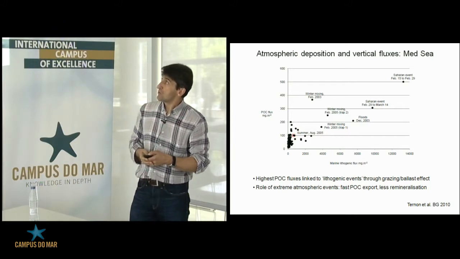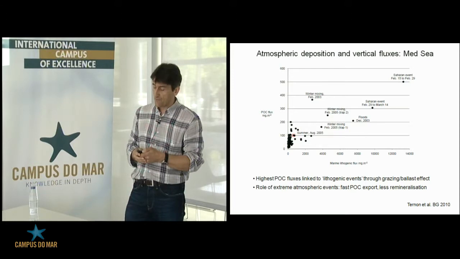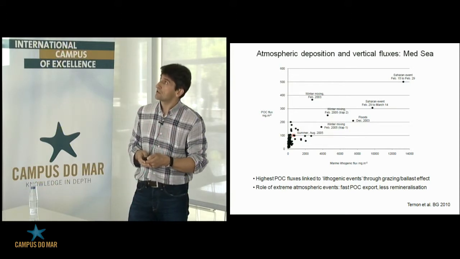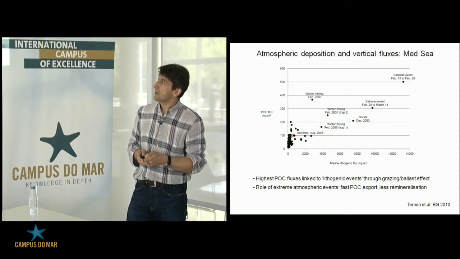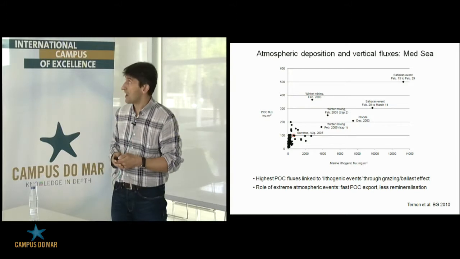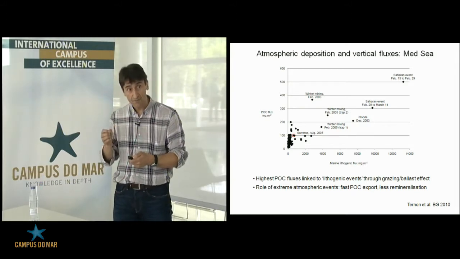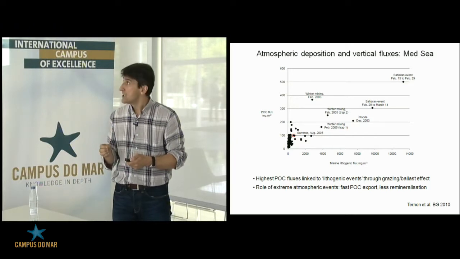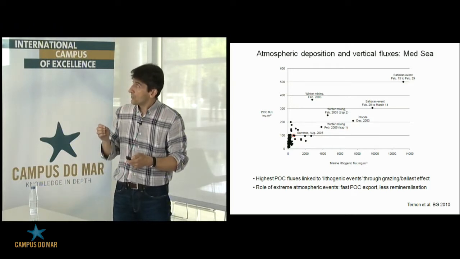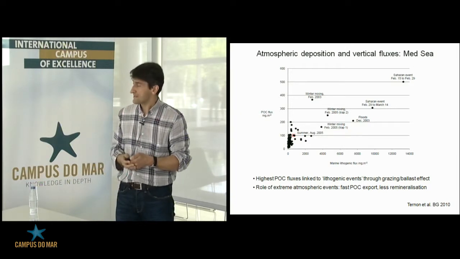So there's, as I was mentioning before, this really strong correlation between the vertical flux of particulate organic carbon and what they call the marine lithogenic flux, which is basically minerals coming in from the Sahara Desert mostly. So again, I stress this point, the highest particulate organic carbon fluxes measured were linked to these lithogenic events through this grazing ballast effect.